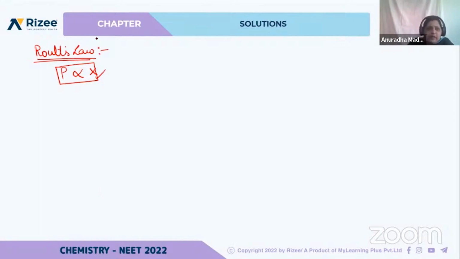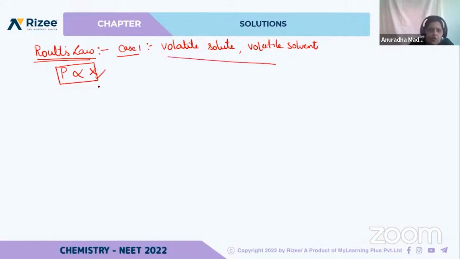Let's see this law. This law can be explained by using two cases. First one is case 1: if both are volatile in nature, meaning volatile solute and volatile solvent. Meaning instead of taking liquid, we are taking solution. Let's see whether this case follows Raoult's Law or not.